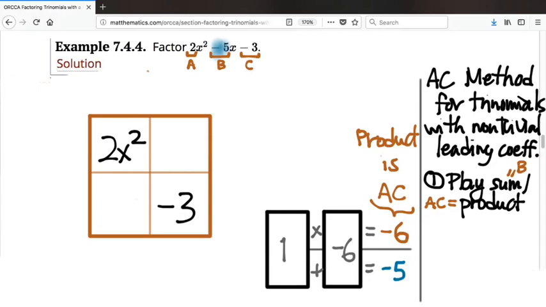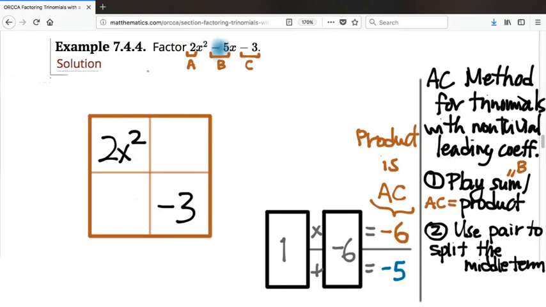And now that we've played that modified sum and product game, what we do with our winning pair is we use that pair to split the middle term. And what I mean by split the middle term is that this 1 and this -6 are now telling me what I'm going to fill into these 2 boxes. If you remember, working backwards, we know that when I add, I combine the like terms inside of my grid. I know that my 2x squared doesn't have a dance partner, and so it just carries over into a 2x squared. My -3 doesn't have a dance partner.